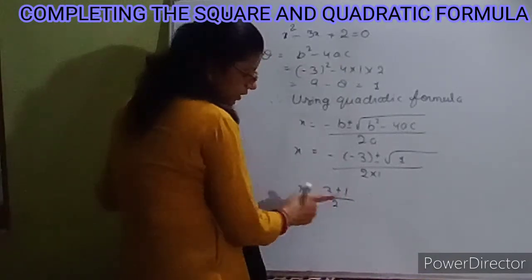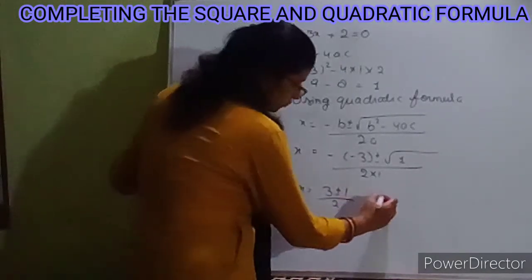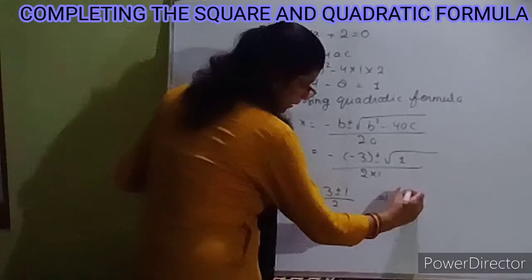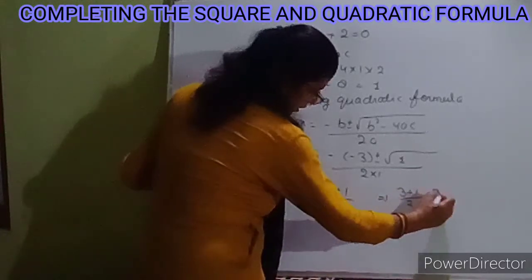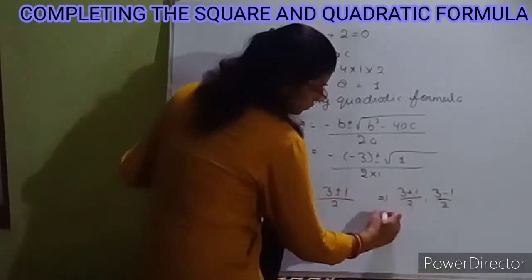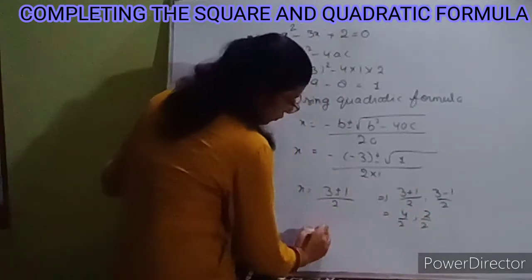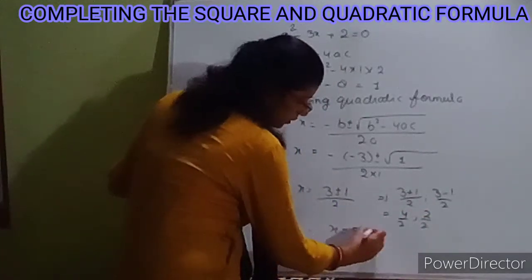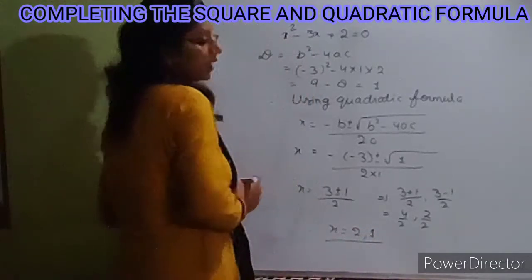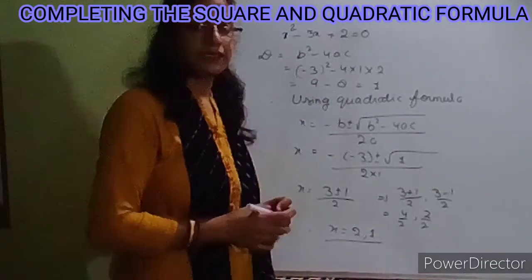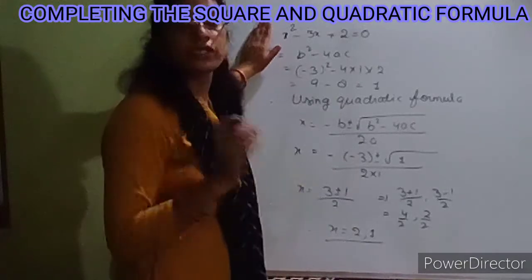Once we take plus 1, once we take minus 1. So we will take 3 plus 1 upon 2 and 3 minus 1 upon 2. So we'll get 4 upon 2 and 2 upon 2. Therefore the value of x is 2 comma 1. So we will get the two values of x. This was your question number 3.